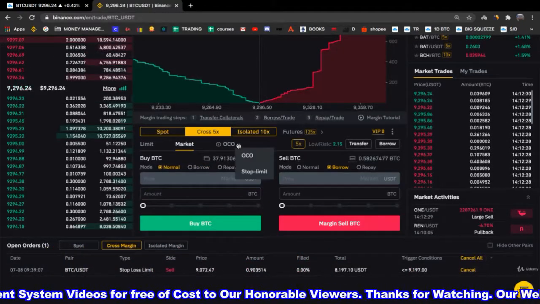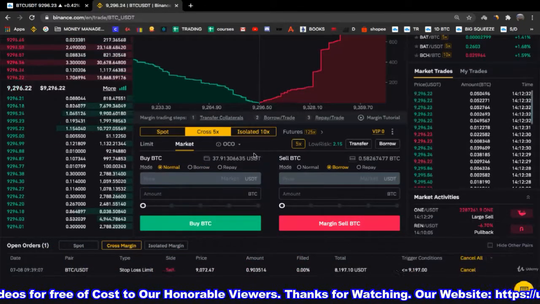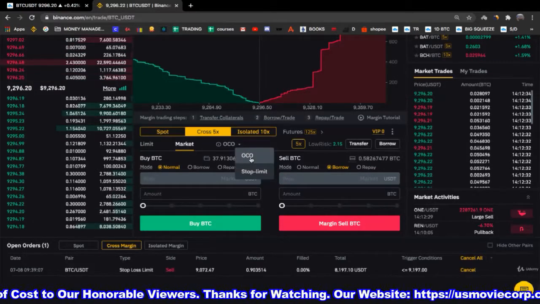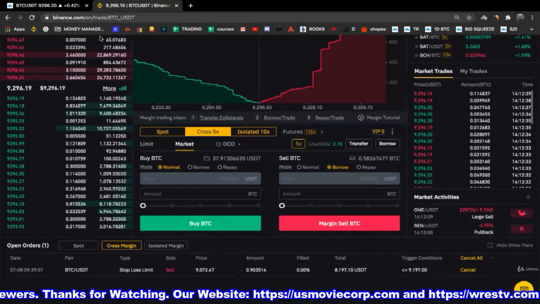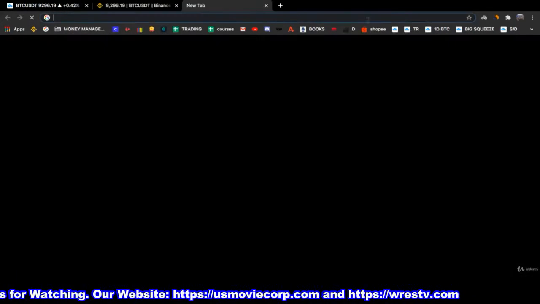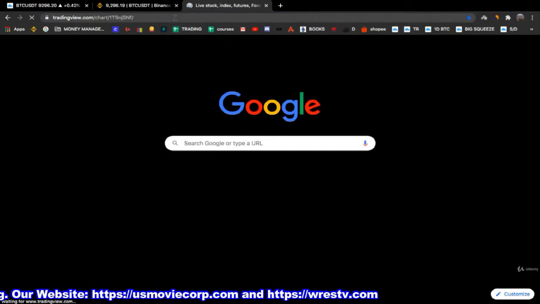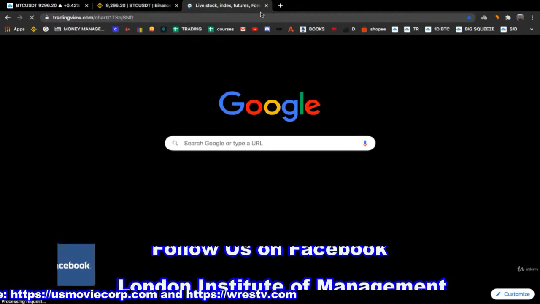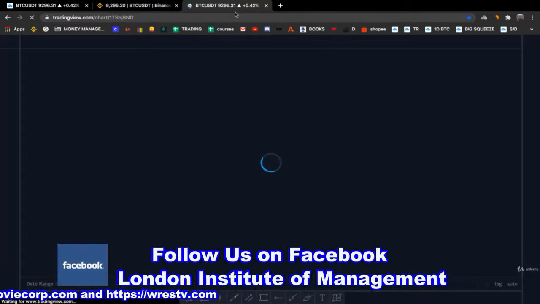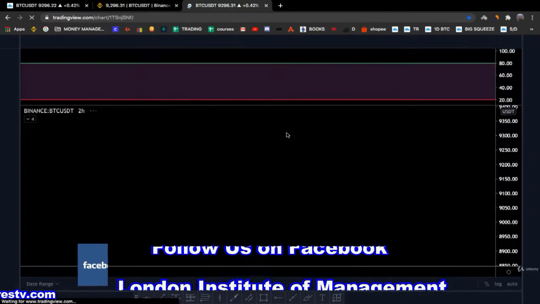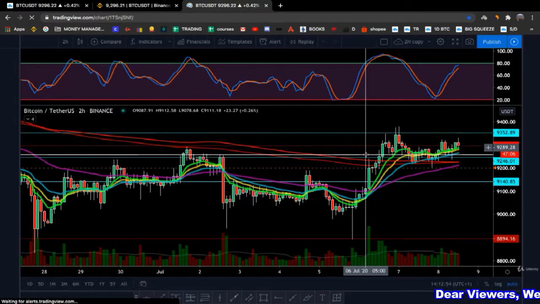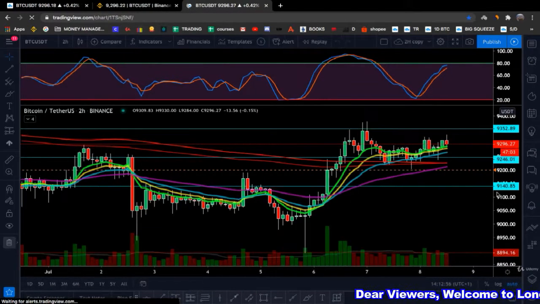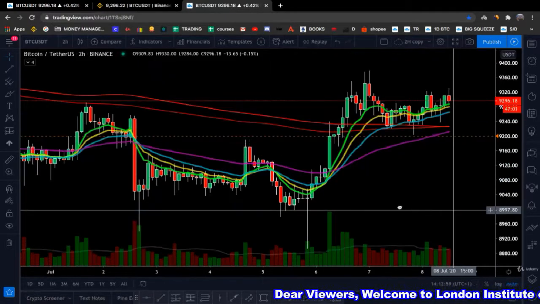And now we are coming to the third option, which is one cancels the other and a stop limit. Stop limit is basically your stop loss. So let me give you a little bit of an example. The stop loss is key. I might actually make even another video about the stop loss, but I can explain it in this one. Actually, let's just look at some example. Let's get rid of all this.